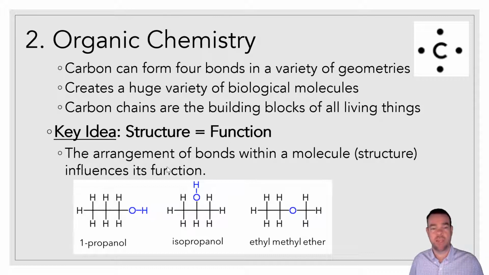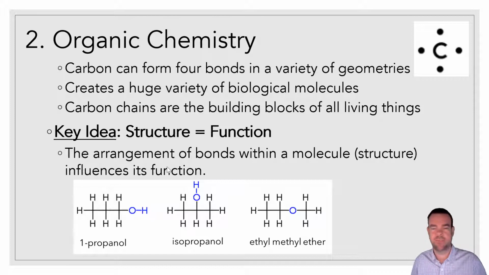Now, the key idea in AP Biology is structure and function, right? With these molecules, they all have the same chemical formula, but they do not have all the same chemical structure. As a result, they don't have the same chemical function either. In fact, the first two, 1-propanol and isopropanol, those are both alcohols, and they are liquids at room temperature, whereas ethyl methyl ether is a volatile gas. It's extremely explosive, and while the 2 propanols there are both flammable, they're not explosive like ethyl methyl ether, and they're also not a gas.